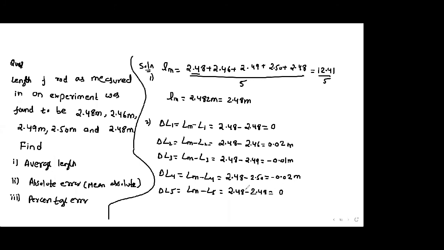So if you want the mean absolute error, take the mean of all. It's 0 plus 0.02 and so on, with all numbers in modulus. Even if it is negative, you will take the positive one. So 0.01, 0.02, plus 0, divided by 5. It comes out to be 0.01, 0.02, 0.02, 0.05 by 5, it comes out to be 0.01 meter.